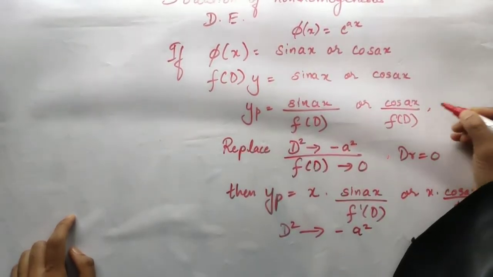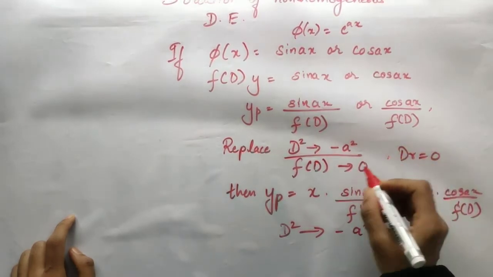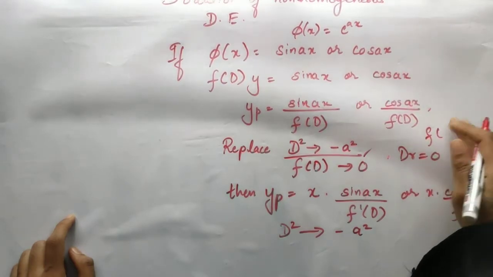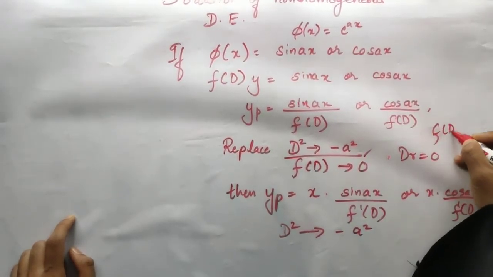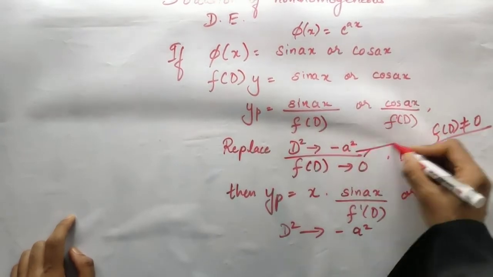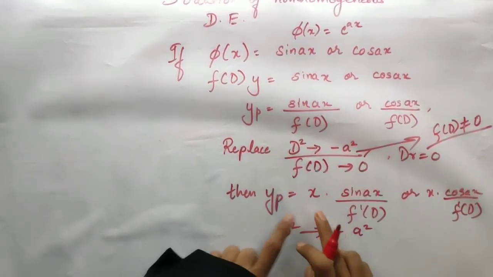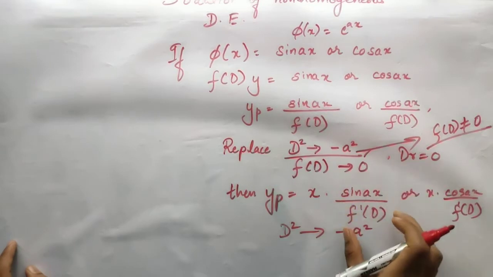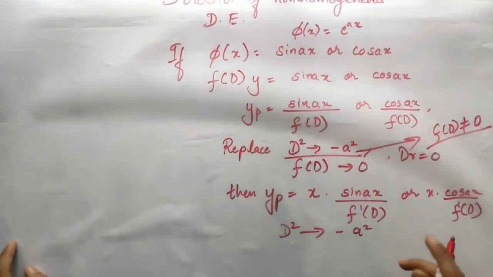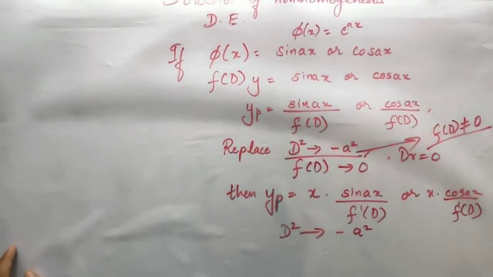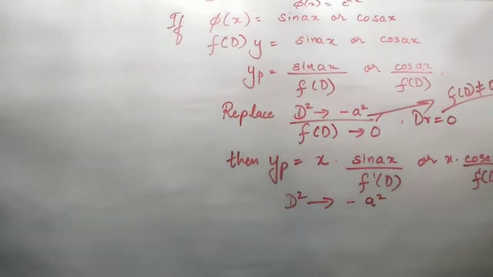I should mention here, provided f of D should not turn to 0 after doing this replacement, only then we end up. Otherwise, if it is turning 0, we multiply by x, take the same numerator, and differentiate the denominator with respect to D, the same rule we learned before. And again, if it is turning 0 after this replacement, we do the same until the denominator stops being 0.